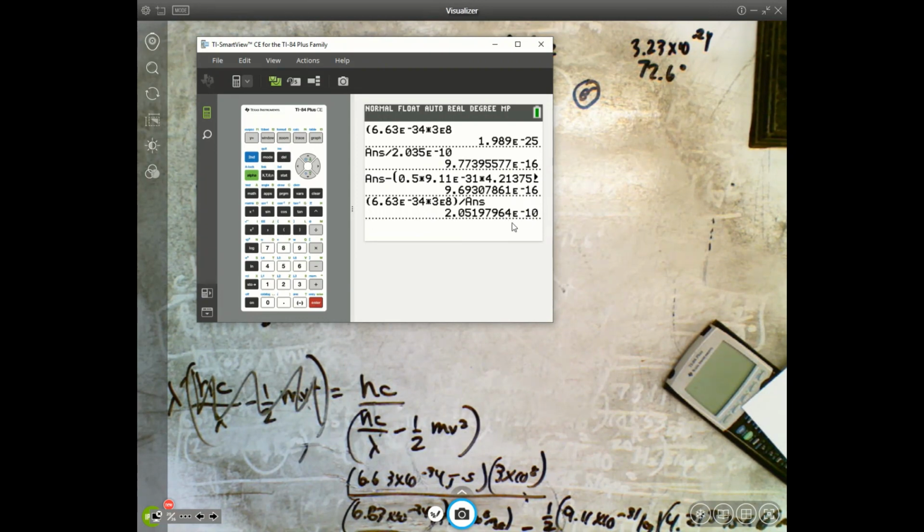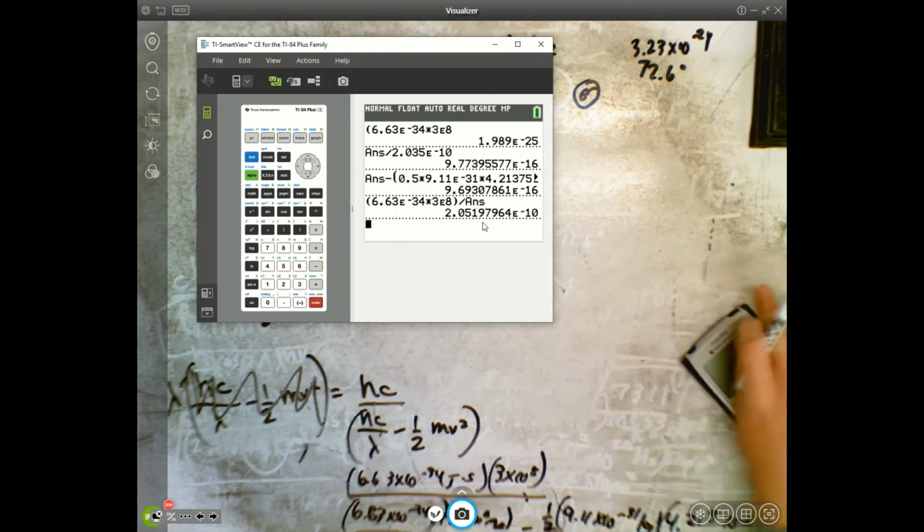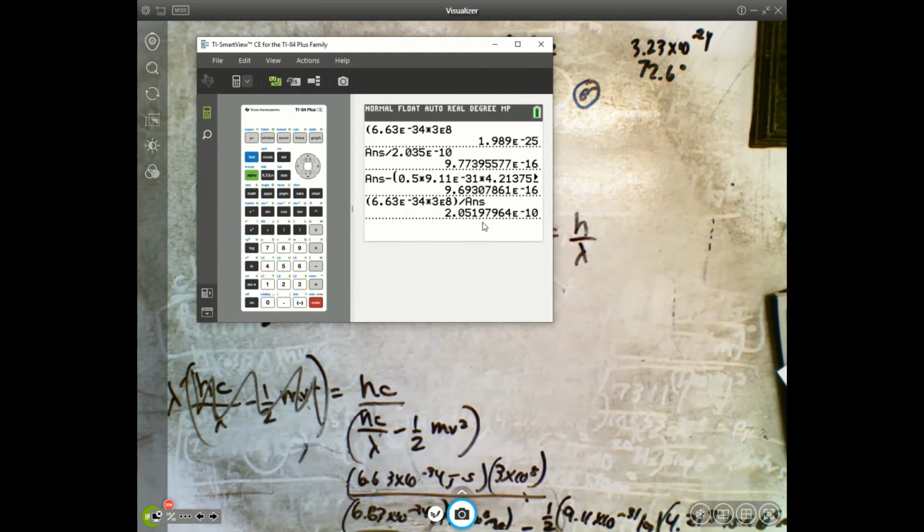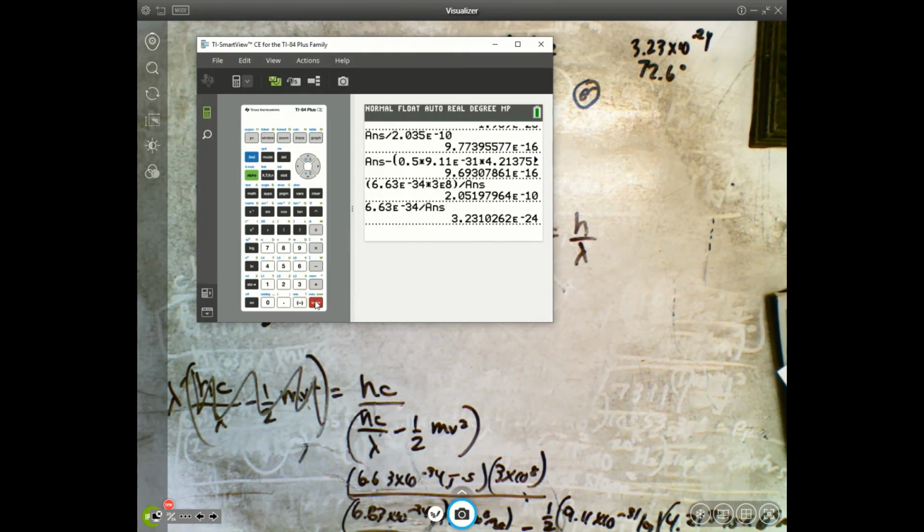Oh, and that made me realize that I didn't answer what we want to find. So this is the wavelength of our photon, right? So we found the wavelength. To find the momentum, we need to go h over lambda. So we need to take 6.63 times 10 to the negative 34 and divide it by that answer. And then we'll have momentum, and hopefully it'll be the same, and I didn't make any mistakes. Yay, 3.23 times 10 to the negative 34.